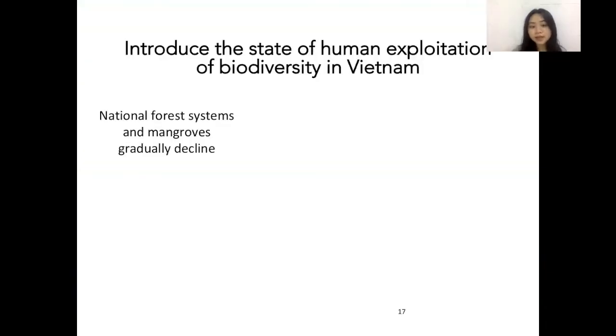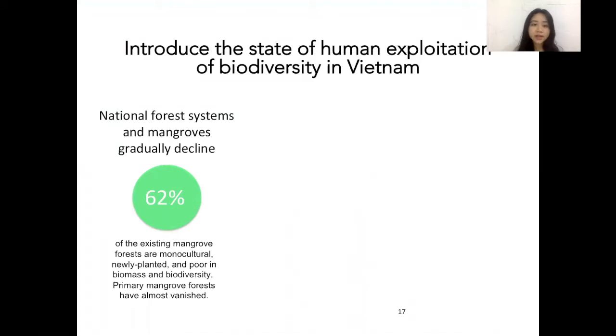Now, the first negative side I want to talk about is that the national forest system and the mangroves are gradually declining. According to statistics, 62% of current mangrove forests are monocultural, newly planted, and poor in biomass and biodiversity. In 1943, Vietnam had over 400,000 hectares of mangrove forests, but the number had significantly decreased to 155,000 hectares by December 2005 and was predicted to continue to decrease.